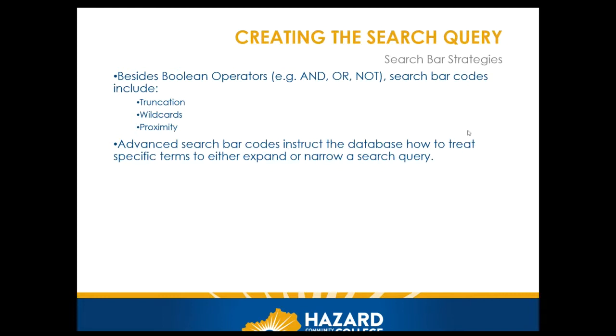In our first workshop, we talked about Boolean operators. These are words like and, or, and not. These pretty much tell your keywords how they interact with each other so that it will connect or exclude certain terms from your search query. Some advanced strategies include truncation, wildcards, and proximity searching. These instruct the database how to treat specific keywords using symbols.